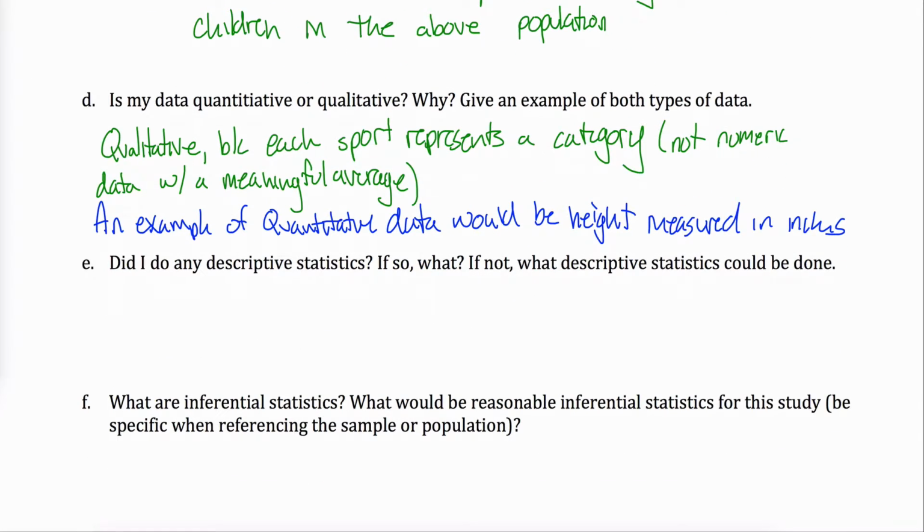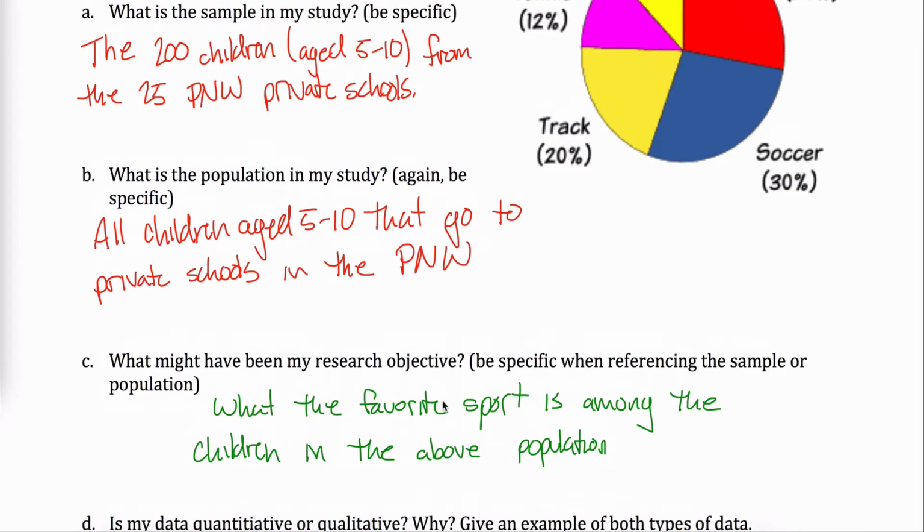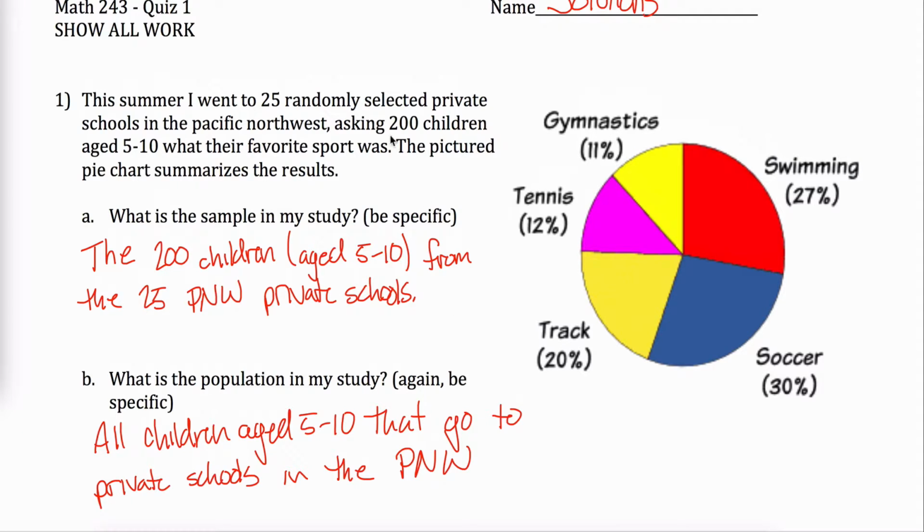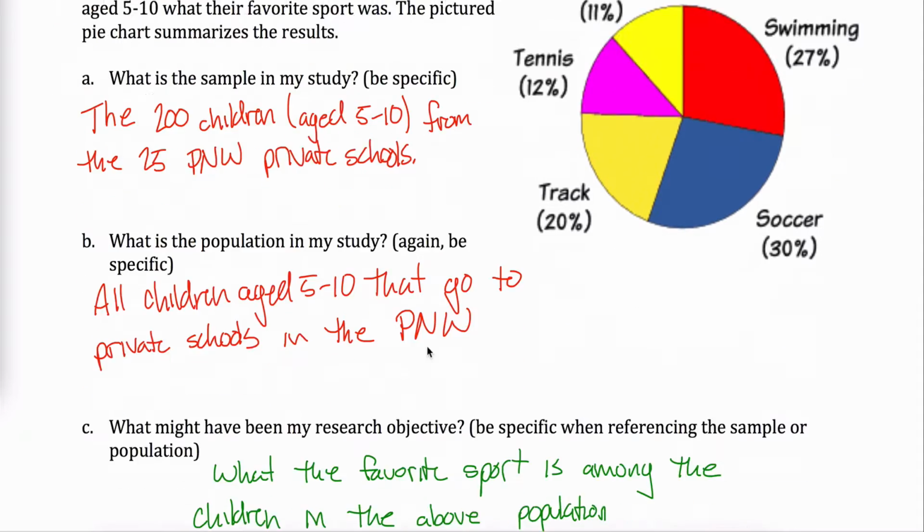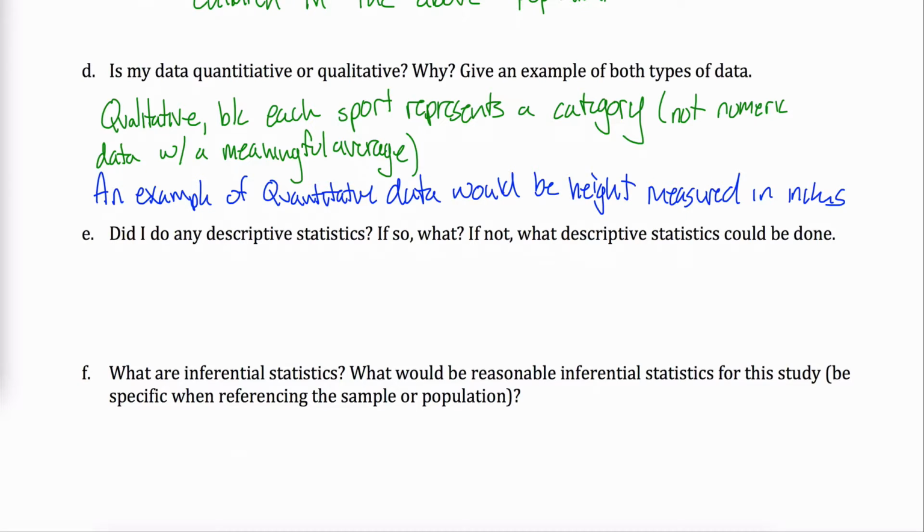Did I do any descriptive statistics? Yes, I did. Descriptive statistics is your way of summarizing the data. So when I had raw data, what I had is 200 sports written down. I had a clipboard and it said tennis, tennis, track, tennis, gymnastics, swimming, gymnastics, soccer, soccer, swimming, soccer, each of those data points representing one of the children that I talked to. But then what I did is not provide all that raw data. I instead provided this pie chart. So this pie chart right here is my summary, and that summary is the descriptive statistics. To answer the question, did I do any descriptive statistics? Yep. If so, what? The pie chart.